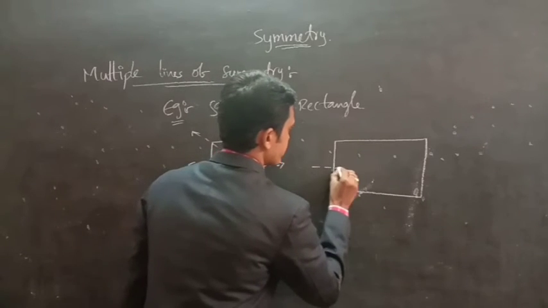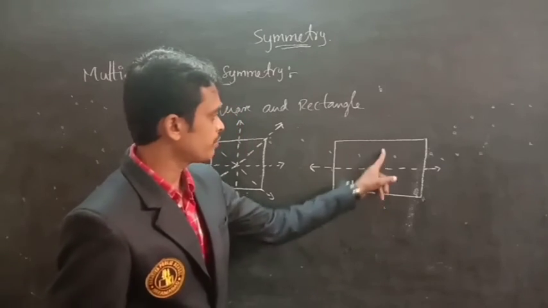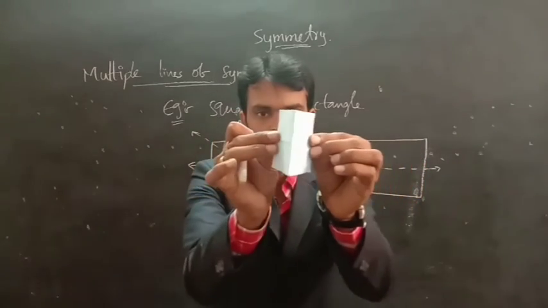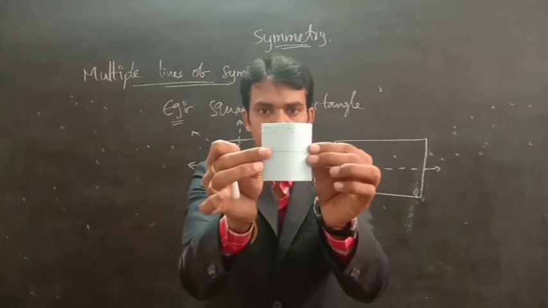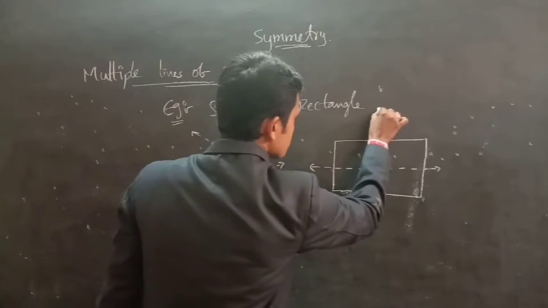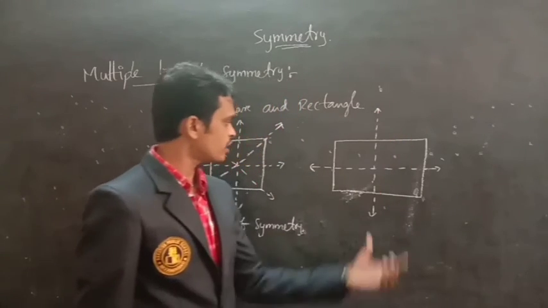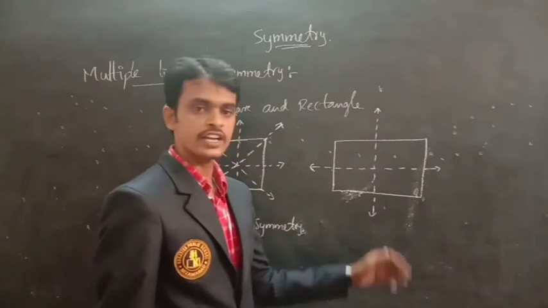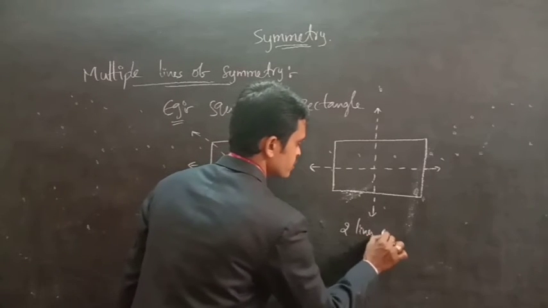So this rectangle, horizontally I am drawing the line of symmetry. Yes, both are divided into equal parts. And this rectangle I divided vertically. So here vertically also both are equal parts, matching exactly with each other. So the rectangle has a horizontal line of symmetry and a vertical line of symmetry. So the rectangle has how many lines of symmetry? 2 lines of symmetry.